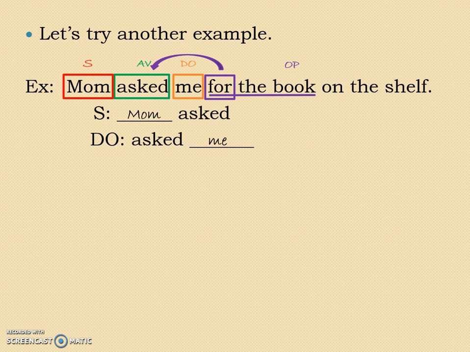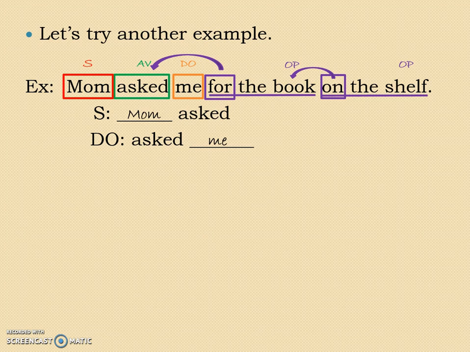For the book is modifying asked by telling me to what extent mom asked. Next, I have the word on, which is also a preposition. On the shelf is acting as the prepositional phrase, with the object being shelf. Now in this case, on the shelf is modifying the word book by telling me which book mom is asking me for. Well, it's the one that is on the shelf.